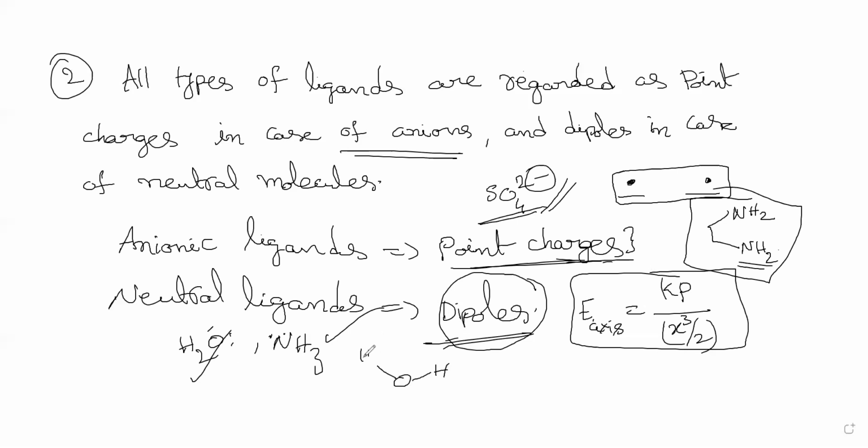So this is the water molecule. You know that the oxygen will have delta minus and hydrogen is delta plus. That's how they are dipoles only. If you consider ammonia, the nitrogen will have a slight negative charge developing because of difference in electronegativity, and the protons will have positive charge. Okay, this is the natural thing. So there is no doubt that you can consider these neutral ligands as dipoles and the anionic ligands as point charges. So that's the point number 2.